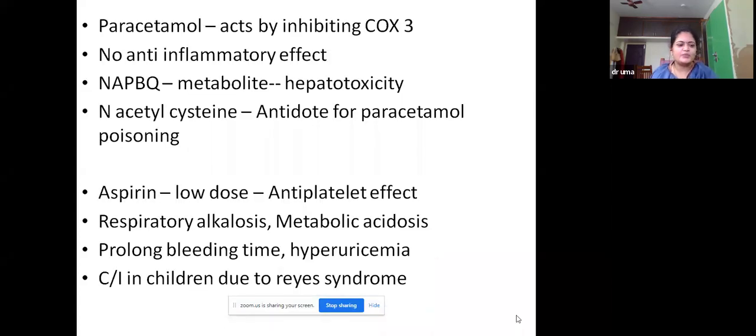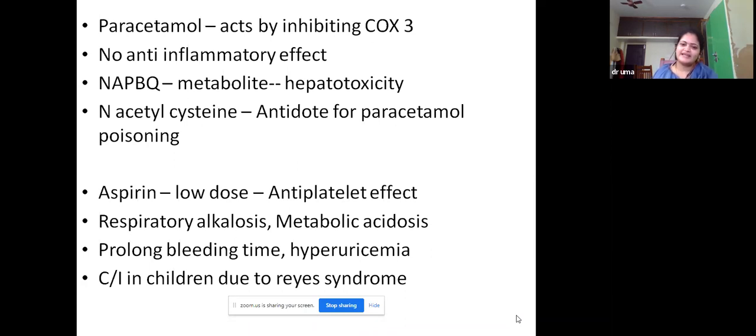So paracetamol is the drug which acts by inhibiting cyclooxygenase 3. It does not have any anti-inflammatory effects. N-acetyl-p-benzoquinone imine is a metabolite produced from paracetamol, which has a propensity to cause hepatotoxicity. N-acetylcysteine is the antidote for paracetamol poisoning. Aspirin is an irreversible inhibitor of cyclooxygenase. At the low dose, it has antiplatelet effects. And metabolic effects are respiratory alkalosis and metabolic acidosis. It prolongs the bleeding time and causes hyperuricemia.